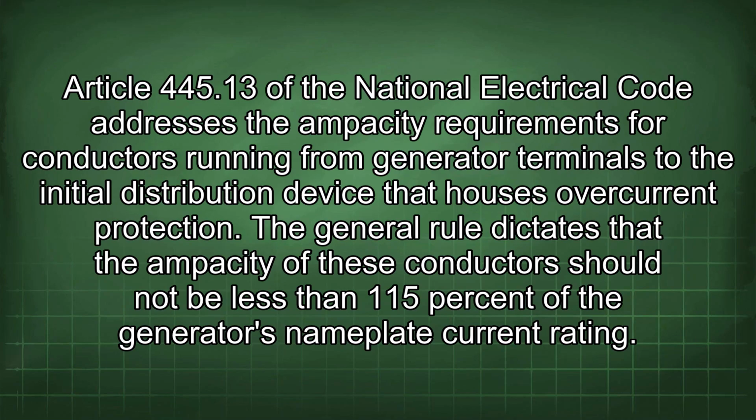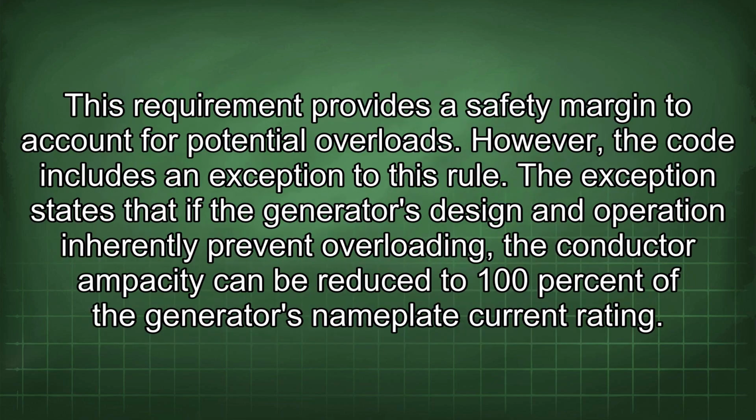Article 445.13 of the National Electrical Code addresses the ampacity requirements for conductors running from generator terminals to the initial distribution device that houses overcurrent protection. The general rule dictates that the ampacity of these conductors should not be less than 115% of the generator's nameplate current rating. This requirement provides a safety margin to account for potential overloads.